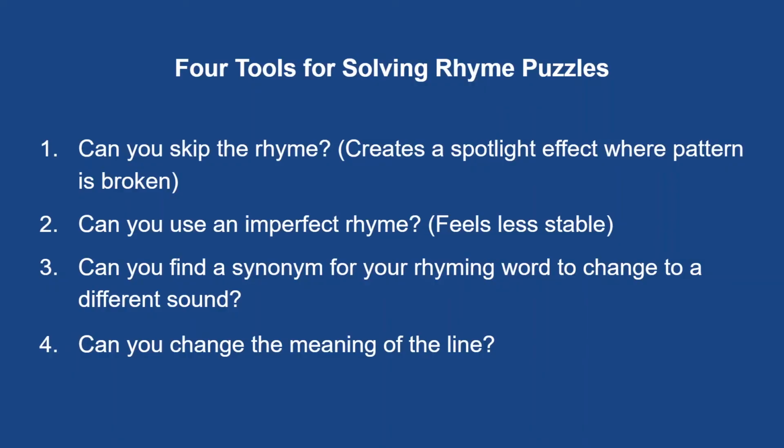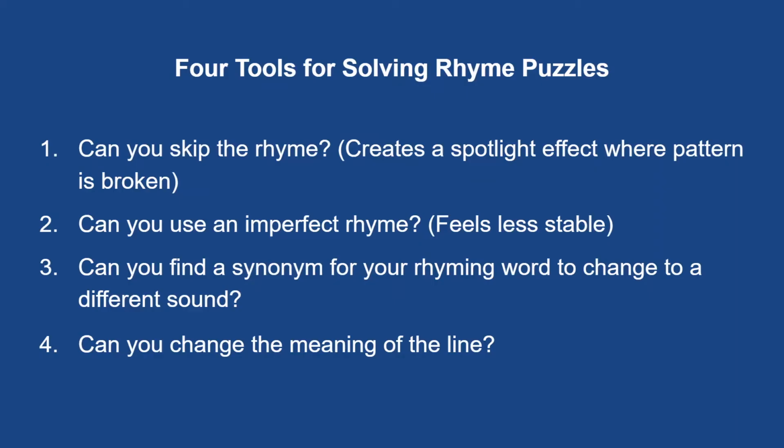So I've assembled a list of 4 tools that I tend to work through if I'm trying to solve problematic rhyme lines. The first thing I would ask is, 1, can you skip the rhyme in that location? Reasons that you might want to do this are to create a sense of instability, or if you want to spotlight that particular word. If the listener is expecting a rhyme, and it doesn't rhyme, they're actually going to listen more closely to that word.